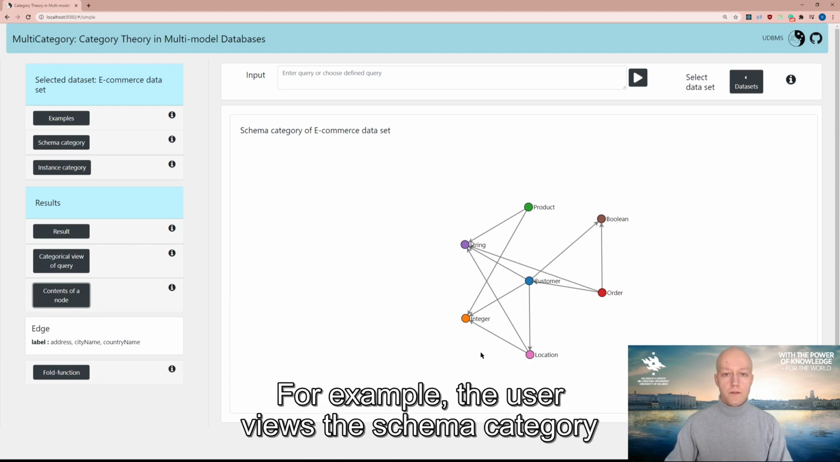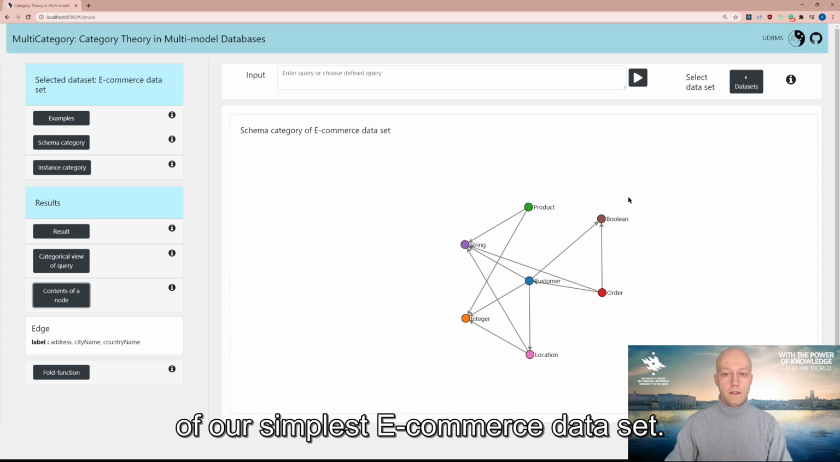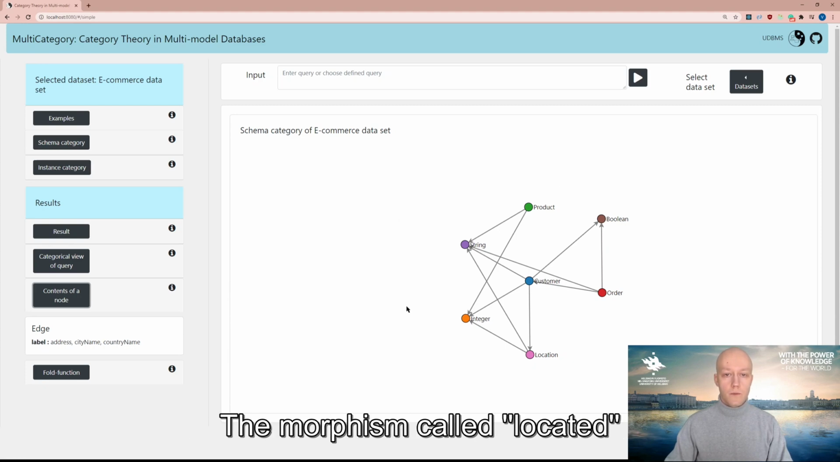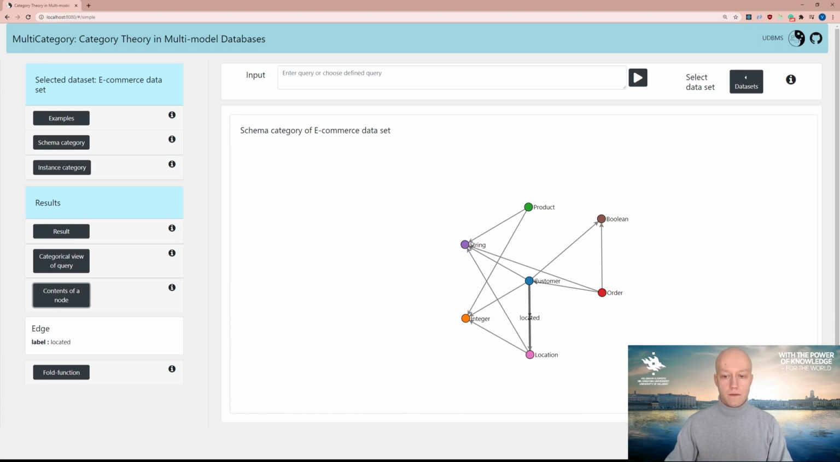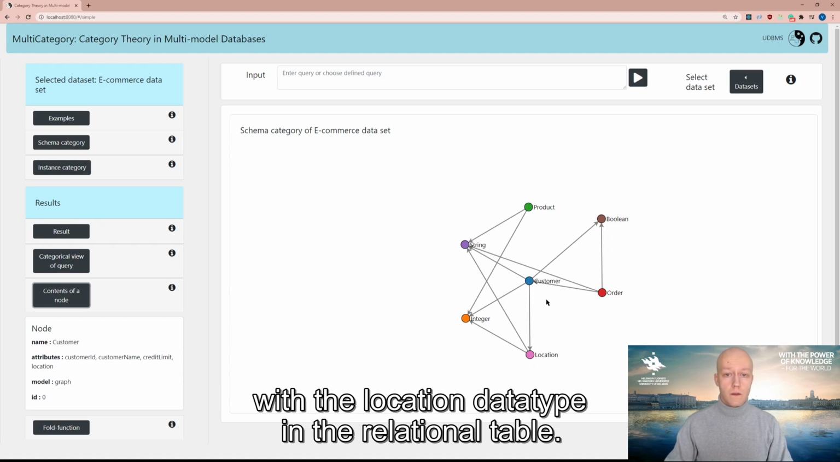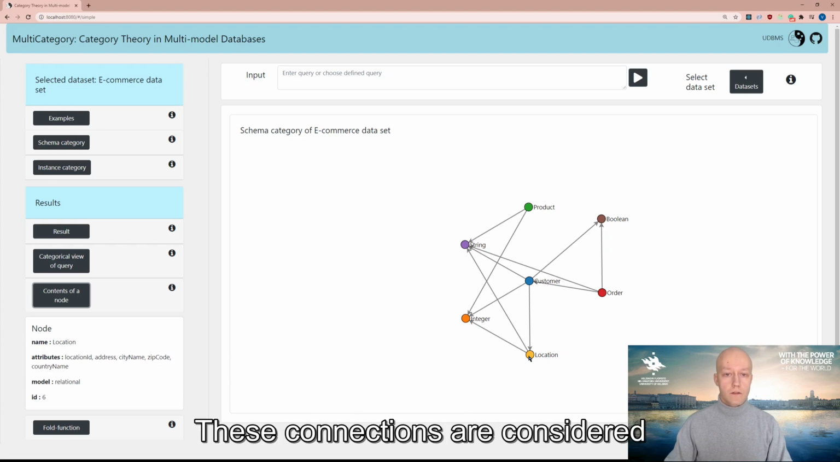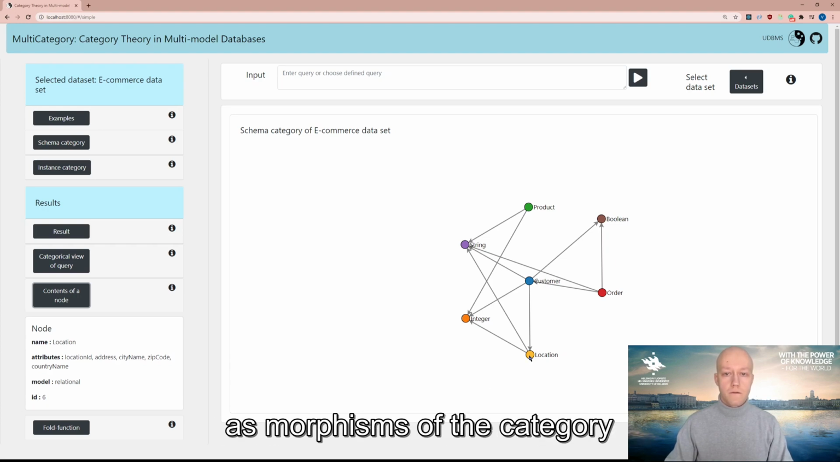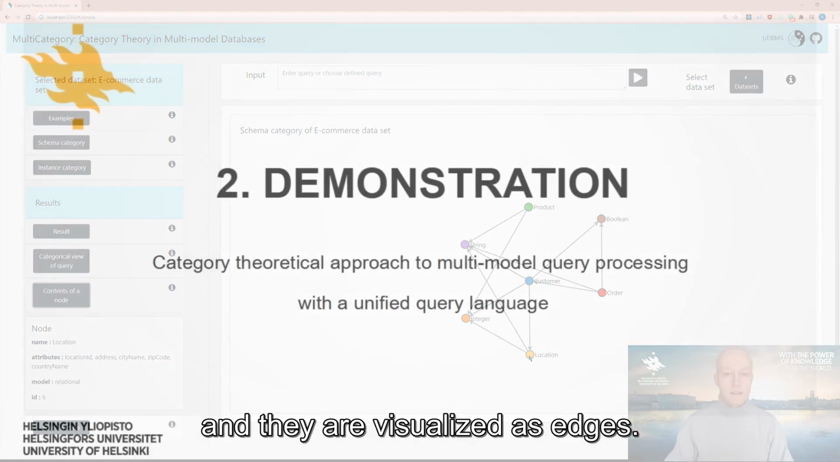For example, the user views the schema category of our simplest e-commerce dataset. The morphism called located connects the customer data type in the customer graph with the location data type in the relational table. These connections are considered as morphisms of the category and they are visualized as edges.